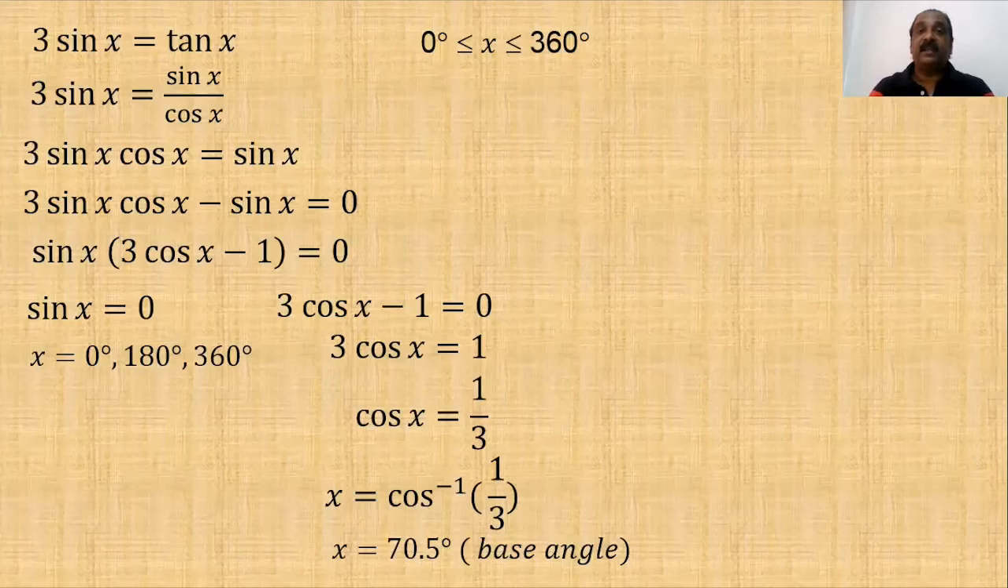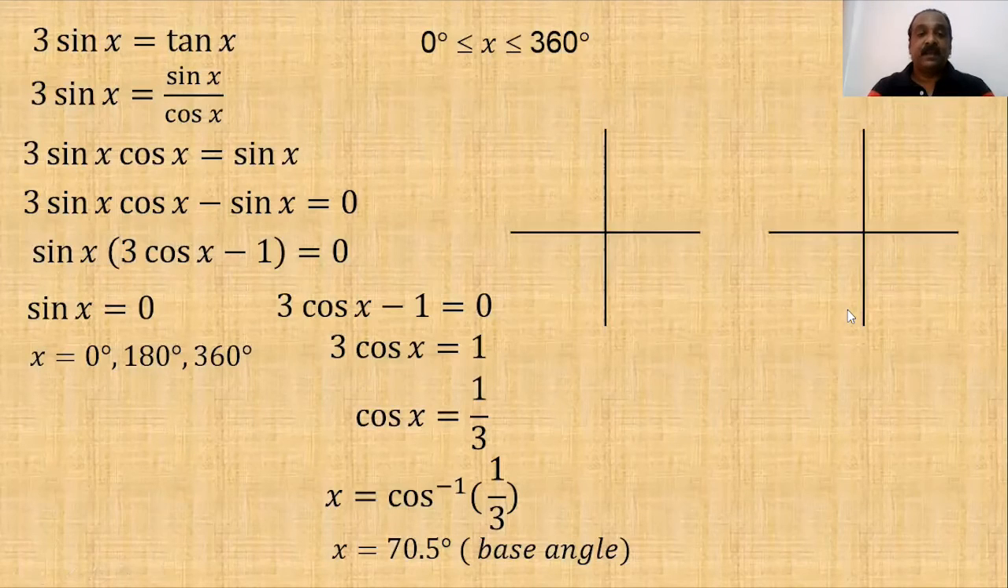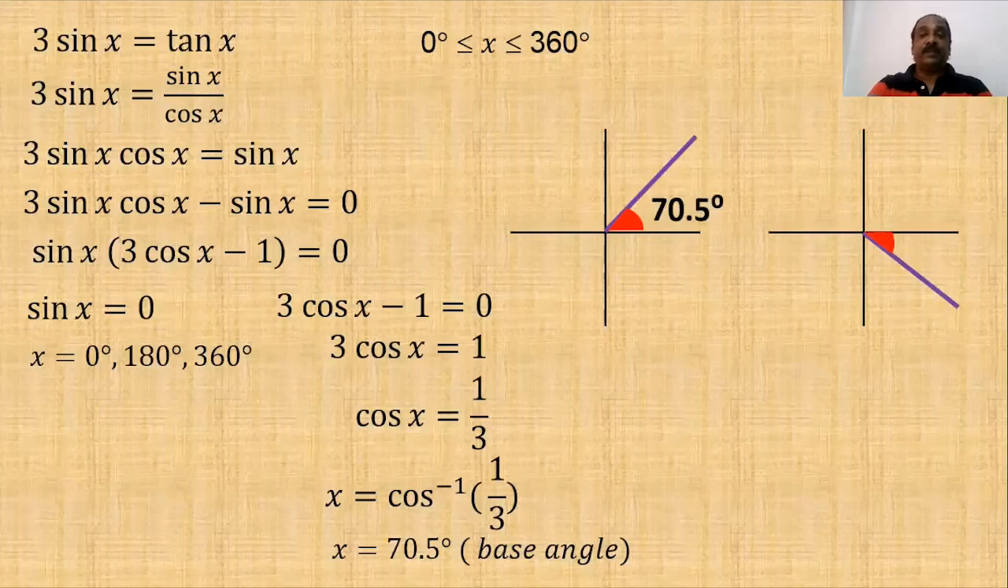Then base angle. Okay, next step, quadrant. What's the quadrant? Okay, 2 quadrants here. Okay, 2 sets of diagram. Cos positive. Where is cos positive? First quadrant and fourth quadrant. Okay, draw the lines. First quadrant and fourth quadrant. Write the angle. This is the base angle. Base angle 70.5. On this side also base angle 70.5. What's the actual angle? Starting from 0 until this line. What's the value?